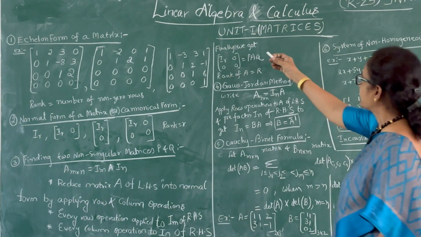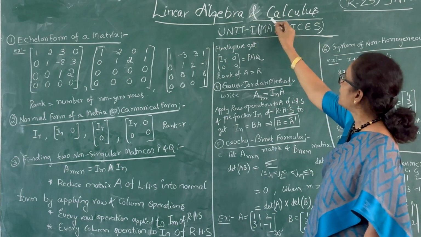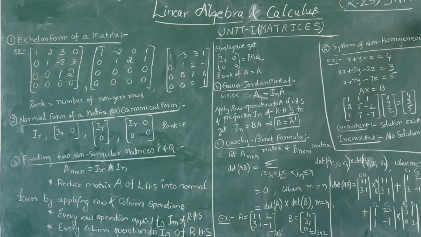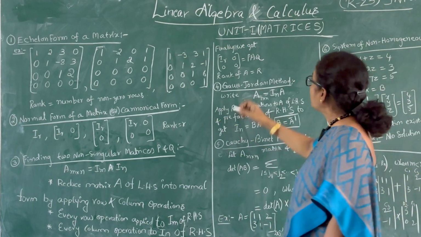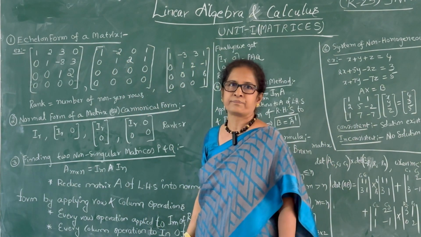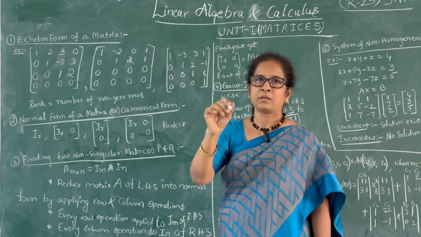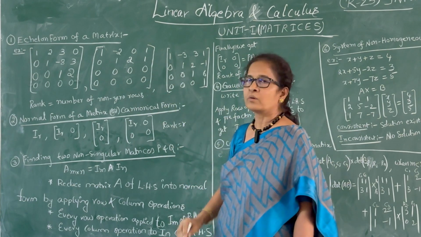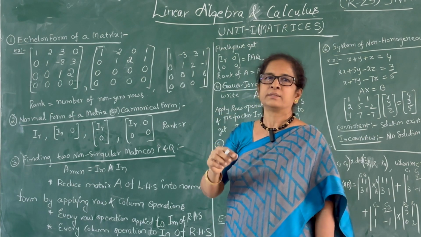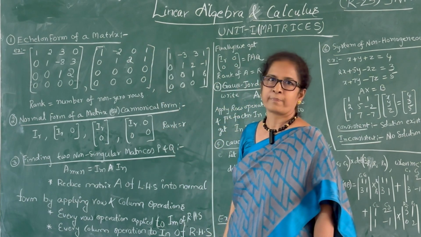Today, I am going to explain Unit 1, Matrices in Linear Algebra and Calculus, R23 syllabus under JNTU Anantapur. In Unit 1, the first topic is echelon form of a matrix. We are reducing the given matrix into echelon form by applying row transformations. Here we are going to find the rank of the matrix by using this echelon form.